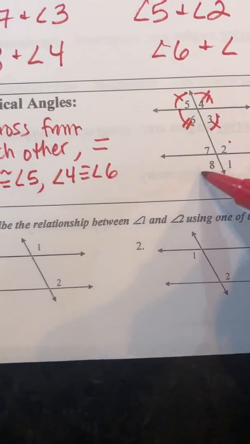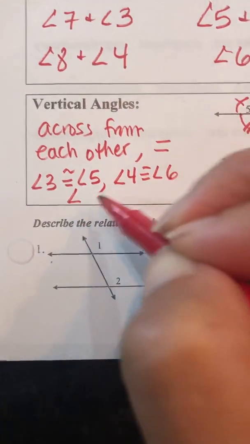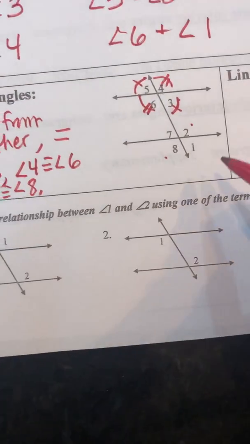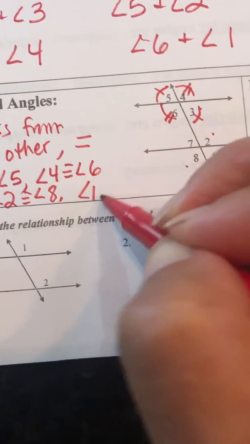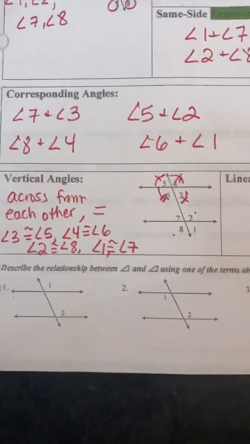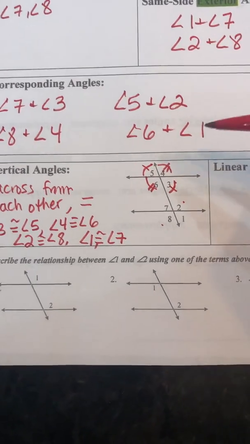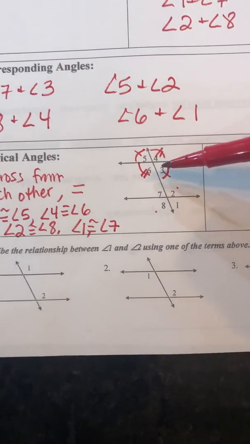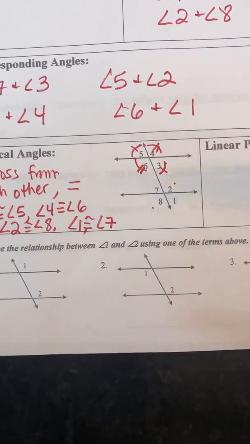Down here you have angle 2 and angle 8 are vertical angles, and they're congruent, and angle 1 and angle 7. So the vertical angles are across from each other, they're always equal. We did them already, so we remember these from the last chapter. It's 3 and 5, 4 and 6, 2 and 8, 1 and 7.